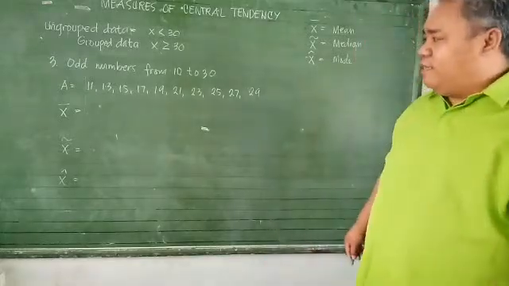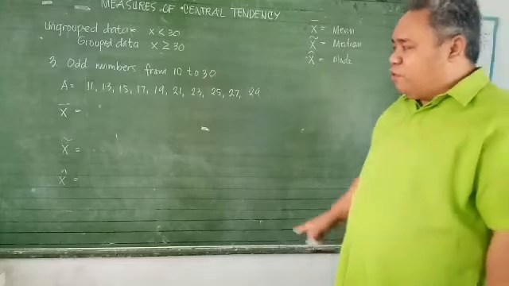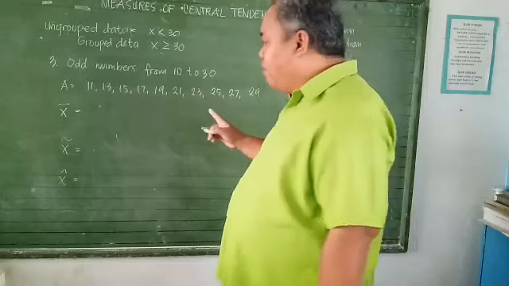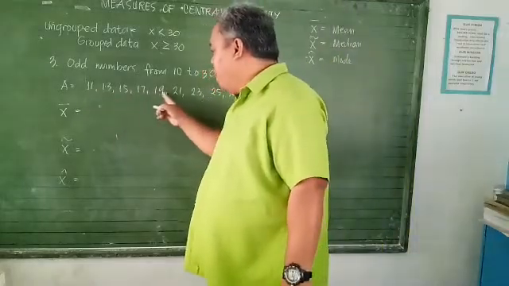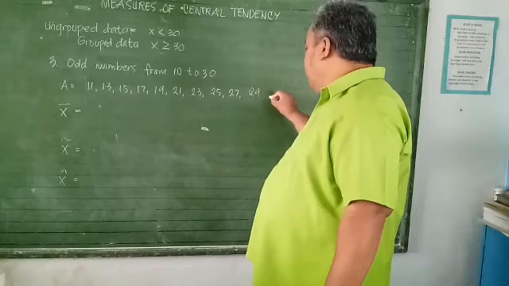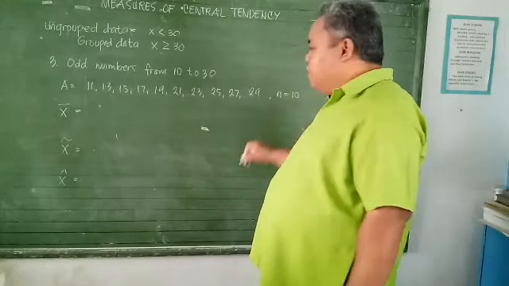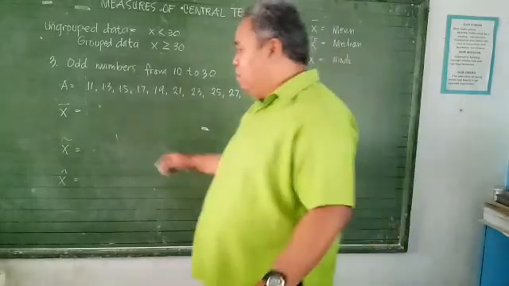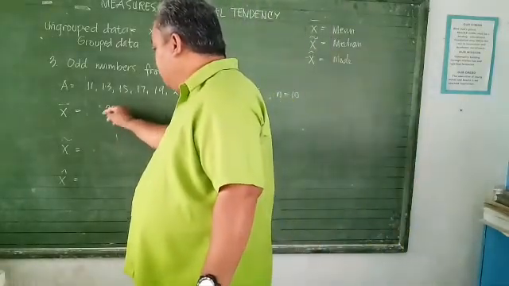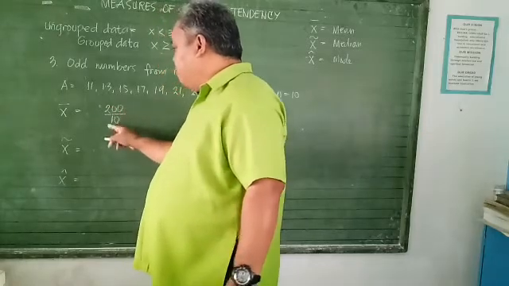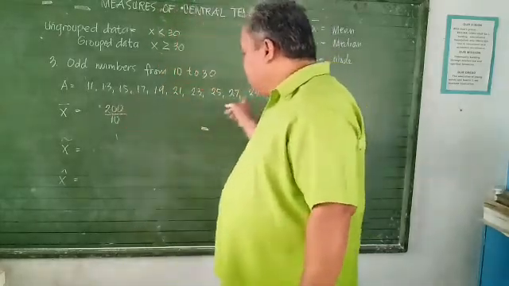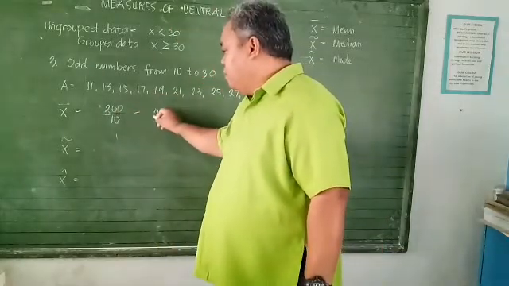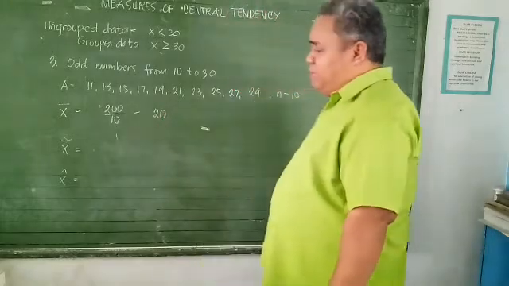Okay. And then, to find the mean, we're going to add these numbers and divide by the number of data. Ilan pa sila lahat? 1, 2, 3, 4, 5, 6, 7, 8, 9, 10. Your n here is 10. Now, if we're going to add those numbers, it will give you 200, the sum, over 10. Divide that by 10, and it will give you 20. So 20 will be your mean.